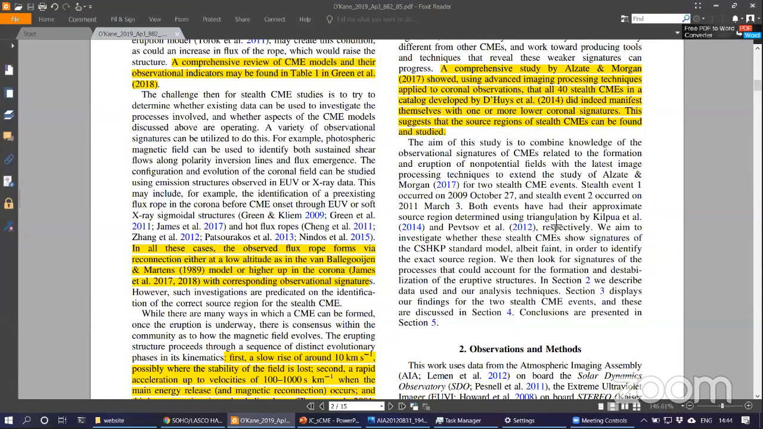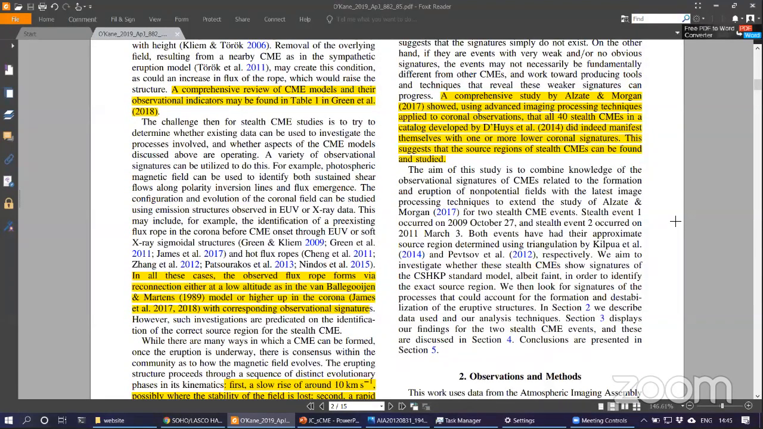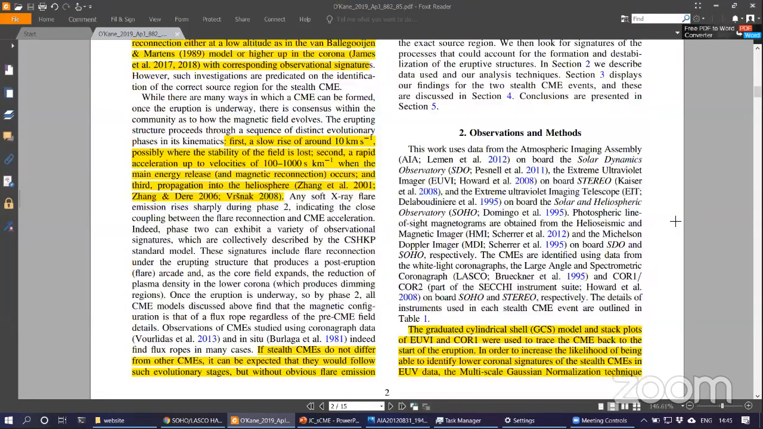So there's again one debate among the community about what to call stealth CMEs. Some people believe that stealth CMEs do not have any coronal signatures at all, but other people feel that there can be some weak or low coronal signatures which we are unable to identify. But in both cases, this kind of CME is equally dangerous if we fail to identify it before it impacts our Earth. So I'll go to their particular study about what observations and methods they have used.